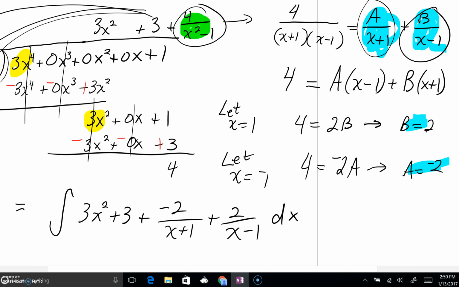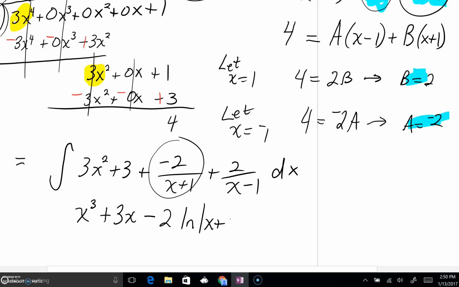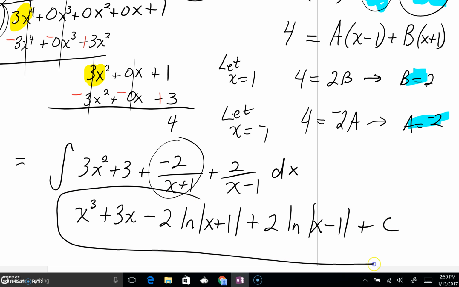Okay, let's finish the problem. What's the antiderivative of 3x squared? That's plain and simply x to the third. How about the antiderivative of 3? 3x. Ooh, what's the antiderivative of a negative 2 over x plus 1? Negative 2 ln of x plus 1. One more antiderivative, that's going to be a plus 2 ln of x minus 1. Put in a plus C, and you are done.